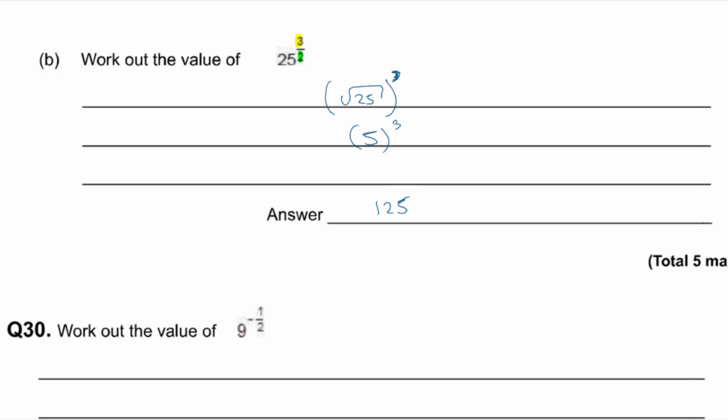Now again, I can treat this as two separate things, the negative symbol and the square root symbol. So a negative index means 1 over the positive index. So that's the same thing as 1 over 9 to the power of a half. And then power of a half, that's a square root, isn't it? So that's the same thing as 1 over the square root of 9. And the square root of 9 is 3. So that's going to be 1/3. So that's my answer, 1/3.